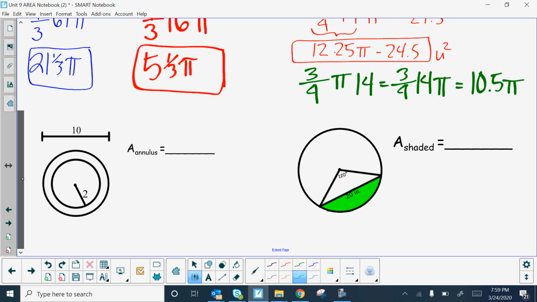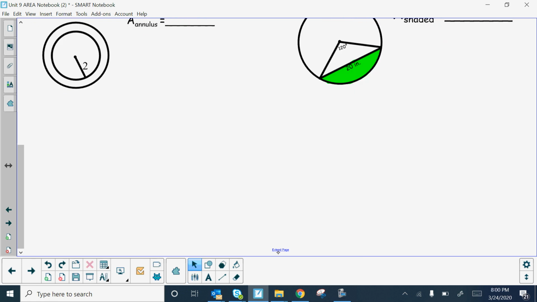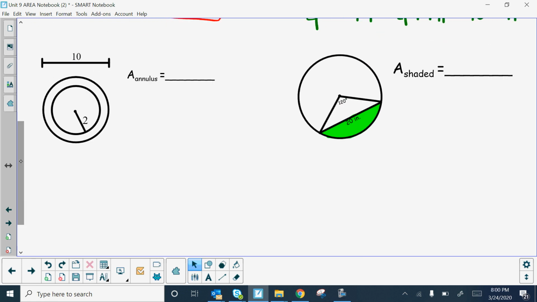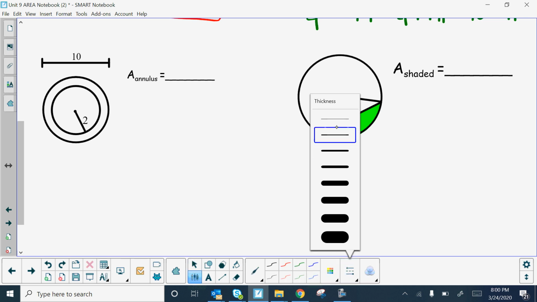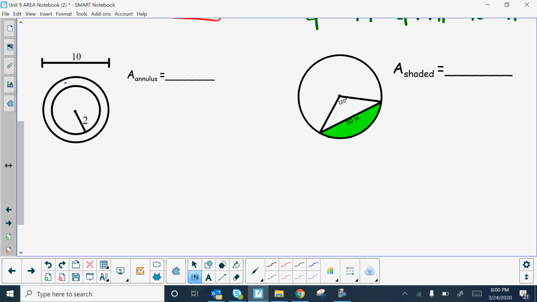All right, let's go down here. Let's do 2 more problems with areas of circles. Down here it says find the area of the annulus. So the annulus is this section, all right in here, and all of that. So we're going to find the area of the big circle minus the area of the small circle. So big pi r squared minus little pi r squared. So the big R would be 5, because I'm going to take half of that 10. And the little r you see is 2.